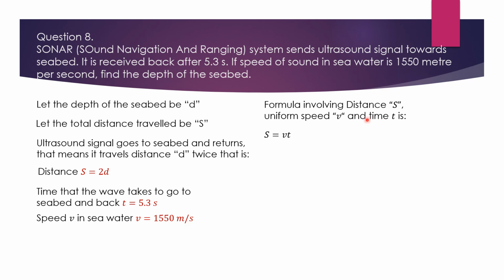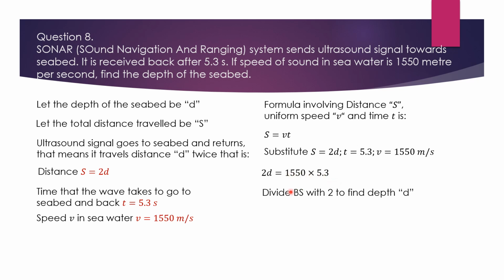The formula involving distance S, uniform speed V, and time T is S is equal to Vt. Now substitute S is equal to 2D, T is equal to 5.3 seconds, and V is equal to 1550 meters per second. 2D is equal to 1550 into 5.3. Divide both sides by 2 to find the depth D. So D becomes equal to 1550 into 5.3 divided by 2, and this results in D is equal to 4107.5 meters. So this is all for now, and we'll meet for the next chapter.